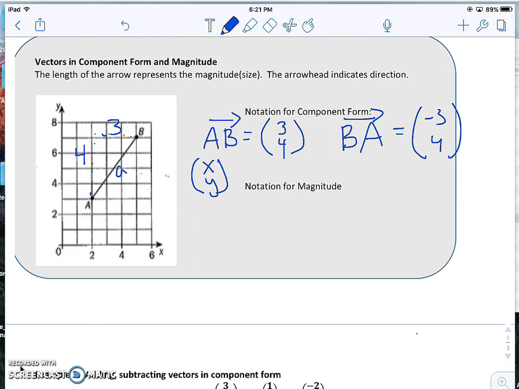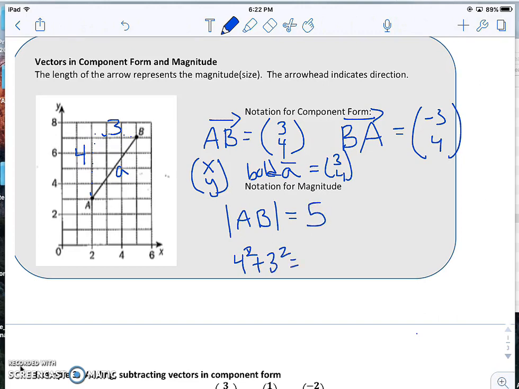Sometimes if this had a little a there, you might also see it as a, 3, 4, with or without the line on top, but this would be in bold, and it's hard to make it bold in writing. Now the notation for magnitude, those are our absolute value brackets that you'll see. So the absolute value, what's 4 squared plus 3 squared? Well, we know that's a 3, 4, 5 triangle, so the length would be 5.